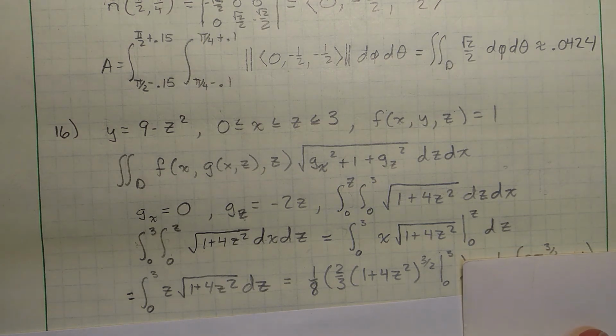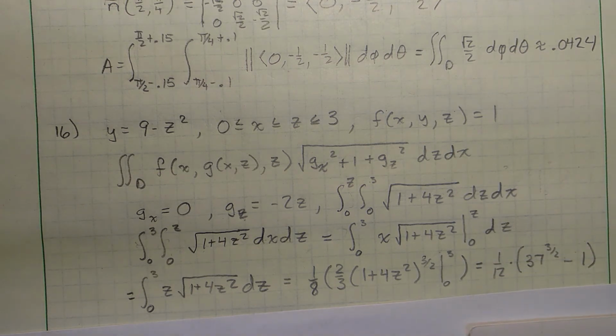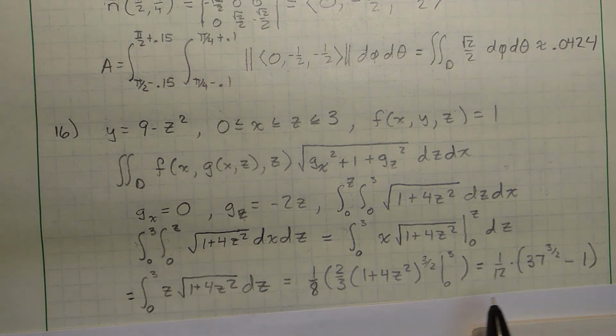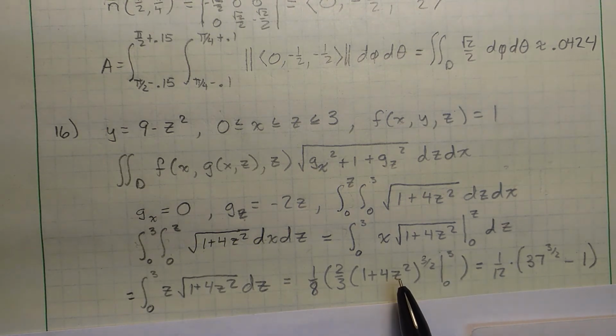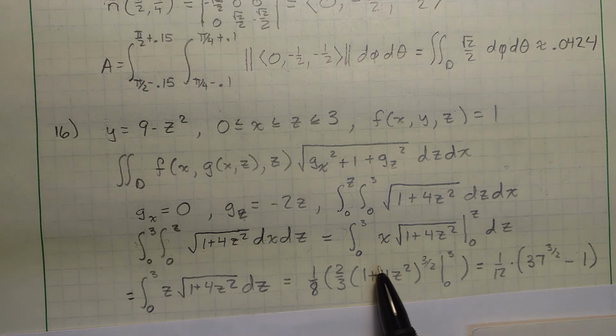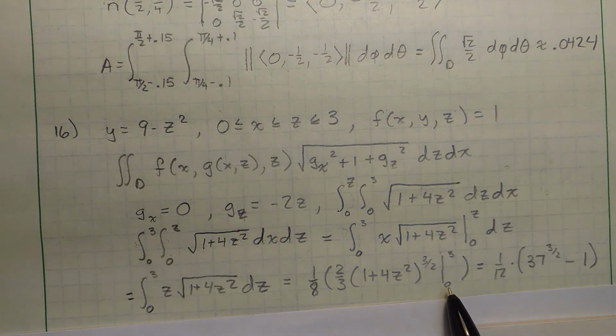So going ahead here, notice if I multiply these together, I get 1/12. Substituting in the 3, I would get 37 here to the 3/2, and substituting in 0, I would get 1 to the 3/2, and so that's my answer.